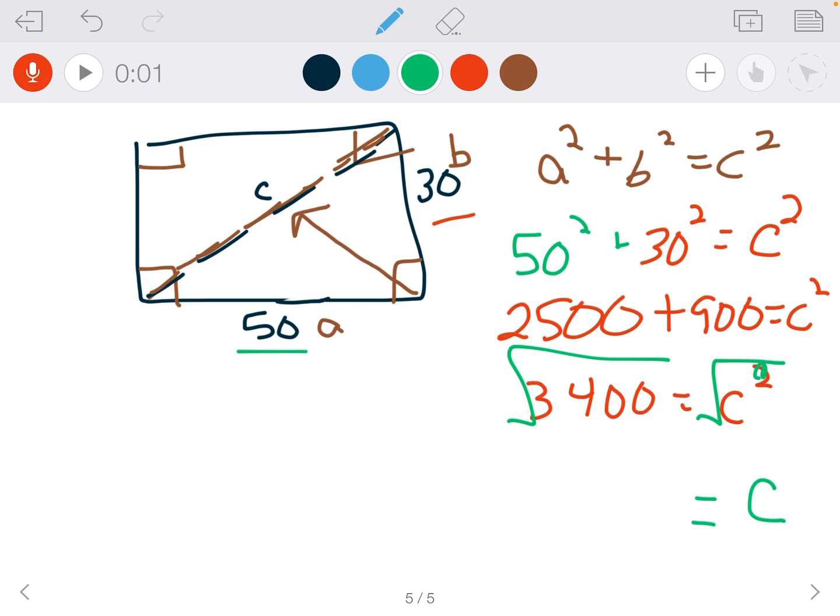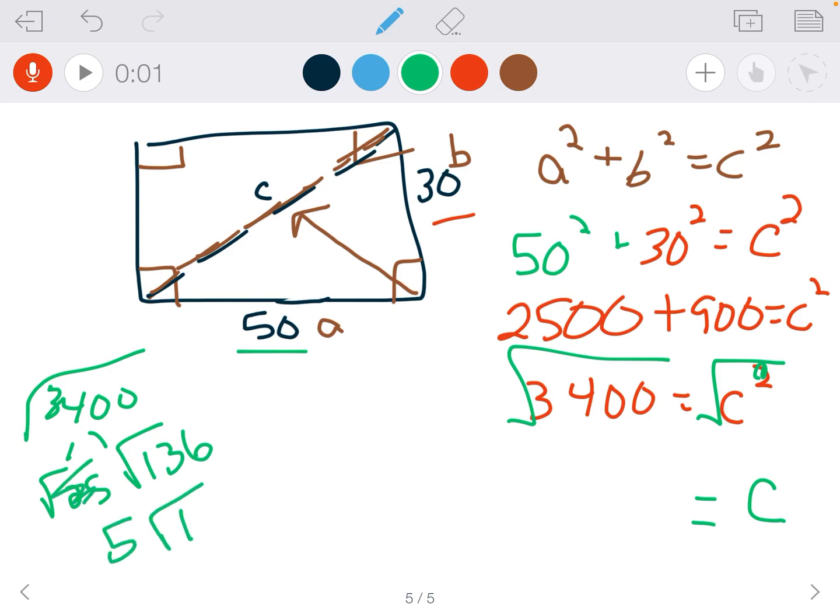And I may start small and work my way up. So I know 4 goes into it, but I think there's going to be probably a bigger one. I'm going to try 25. That works. I'm just going to try that one first. So over here, I'm going to do the 3,400, the radical. This could be square root of 25, and then I'm left with 136. These two multiplied together give me 3,400. So now I've got 5 radical 136.